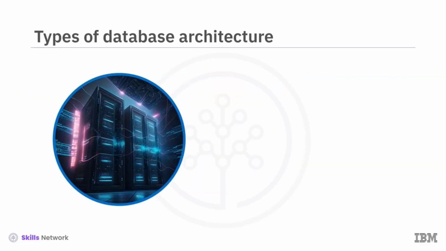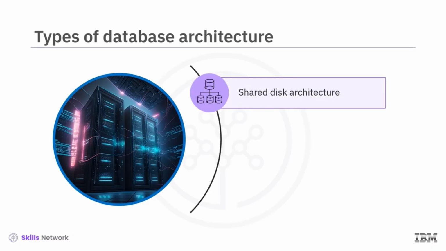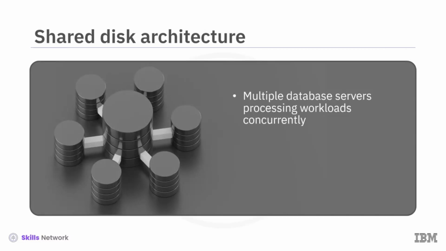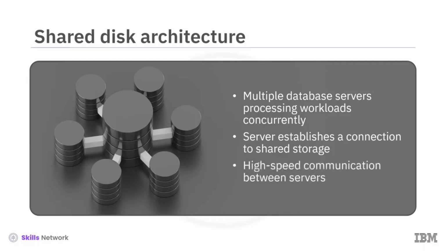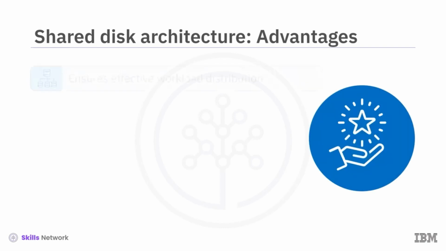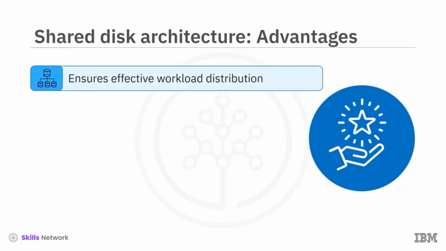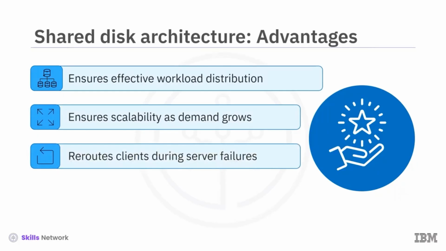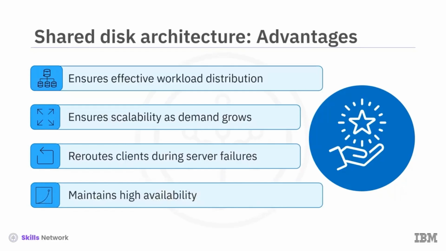The common types of database architecture include shared disk architecture, shared nothing architecture, and combination and specialized architectures. Shared disk architecture involves multiple database servers processing workloads in parallel. Each server establishes a connection to shared storage and communicates with other servers using high-speed interconnection. The shared disk architecture also facilitates the effective distribution of workloads, ensuring scalability as the demand for processing power grows. In the event of a server failure, a mechanism is in place to reroute clients seamlessly to other servers, maintaining high availability and minimizing service disruptions.